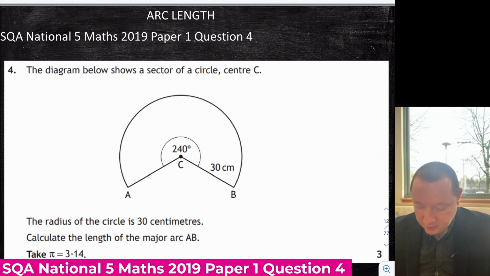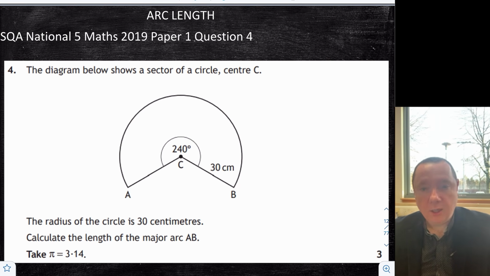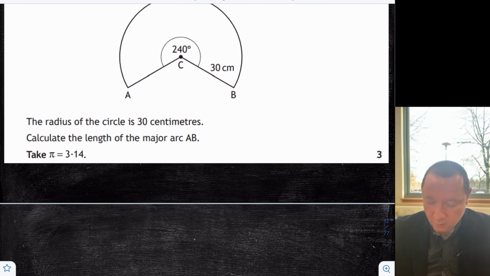It says the radius is 30, the angle is 240, calculate the length of the major arc. Now this is Paper 1, so it's non-calculator, so I'm going to give you some hints for this one. You still start off in the same way, don't be worried. Arc length equals angle out of 360 times pi times diameter.